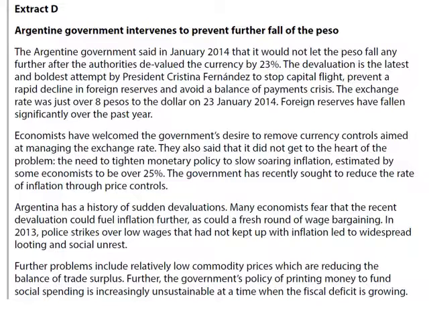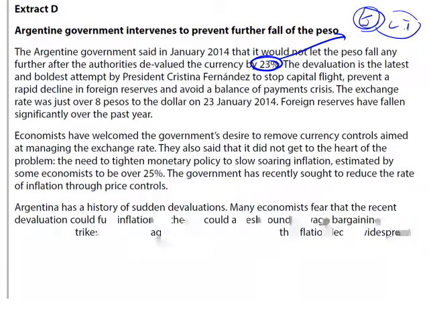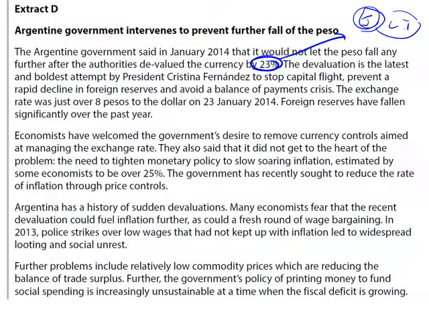Extract D, Argentinian government intervenes to prevent a further fall in the peso. The Argentinian government said in January 2014 that it would not let the peso fall any further after the authorities devalued the currency by 23%. So you've got some information here, and again this is useful for a judgment of what might happen in the longer term. So the devaluation is the latest attempt to stop capital flight, to prevent a rapid decline in foreign reserves and avoid a balance of payments crisis.